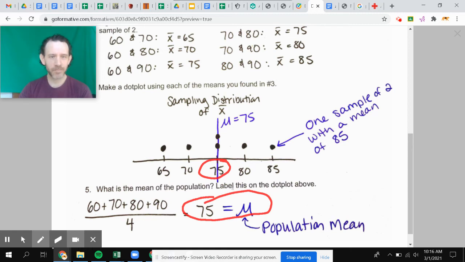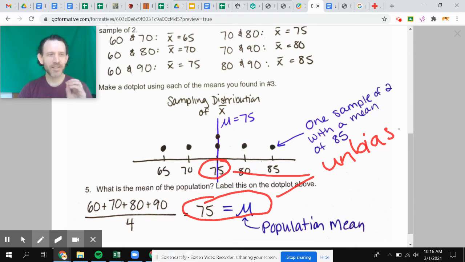So there you have it, okay? That would make this an unbiased estimator. And that's a new term, and we're going to have to build on that a little bit later, but that's where that comes from.